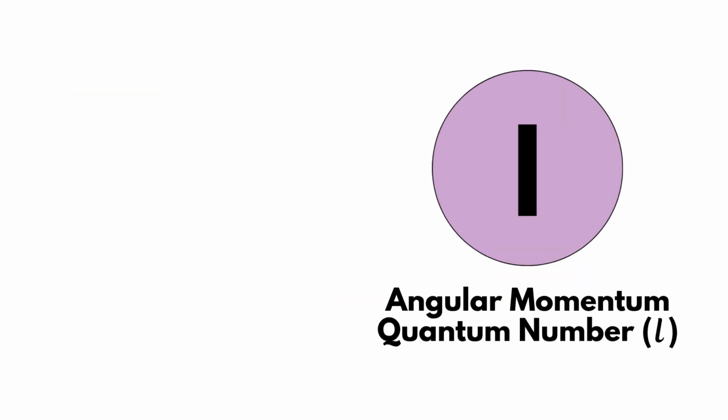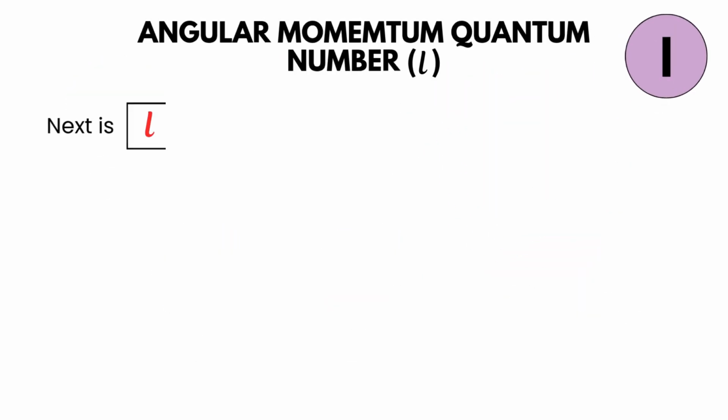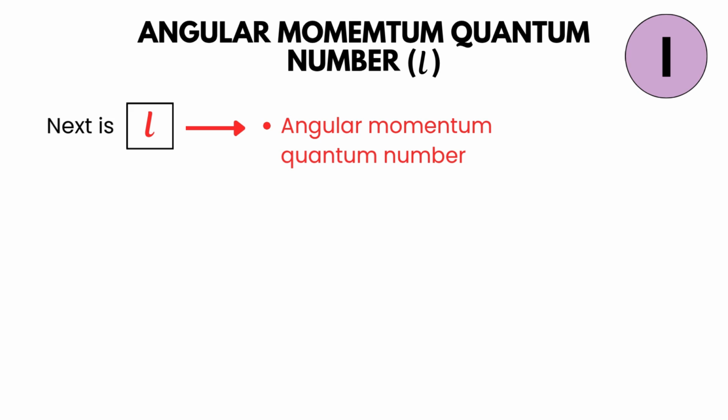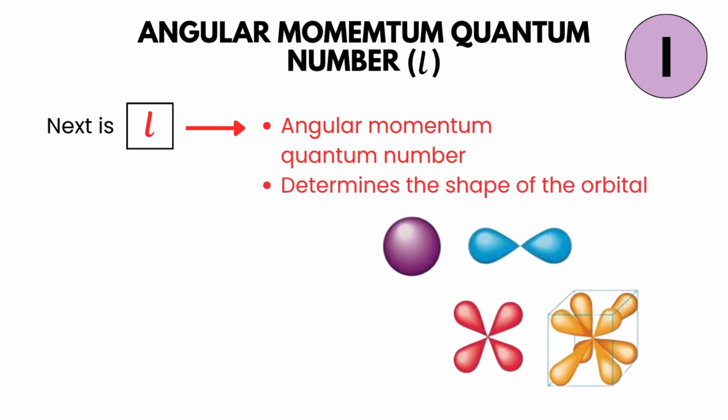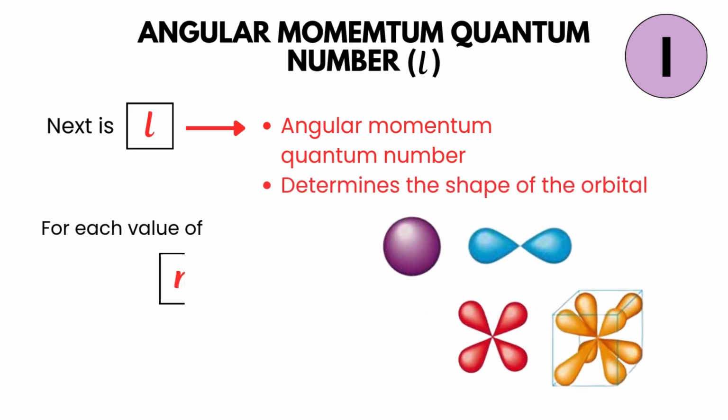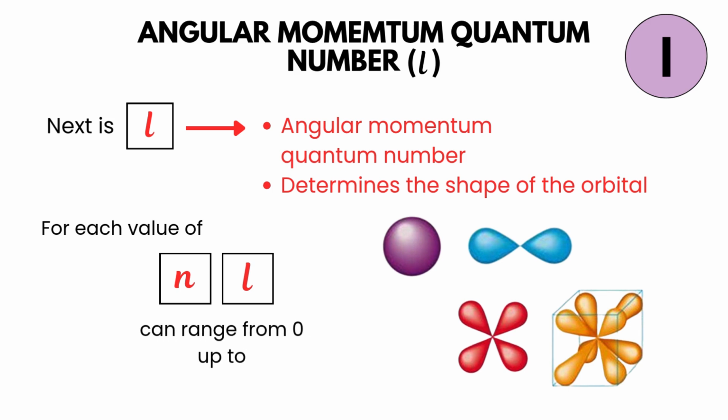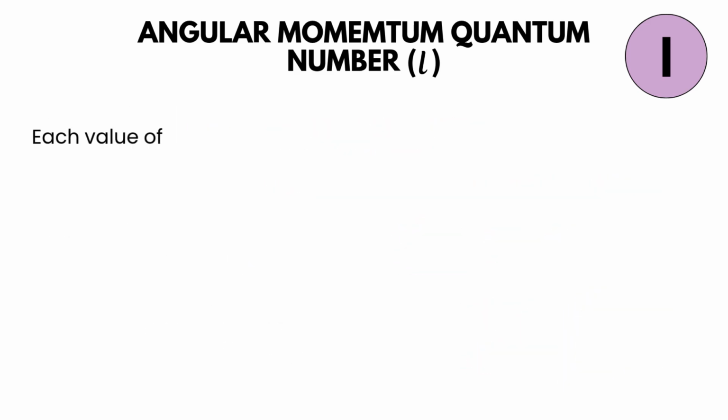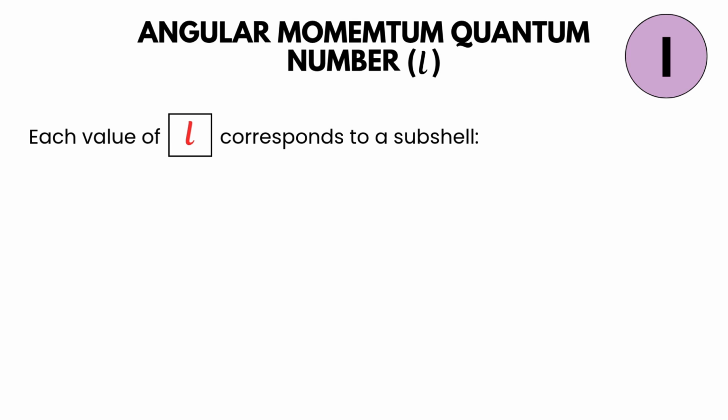Angular momentum quantum number, L. Next is L, the angular momentum quantum number. It determines the shape of the orbital. For each value of n, L can range from 0 up to n-1. Each value of L corresponds to a specific subshell.